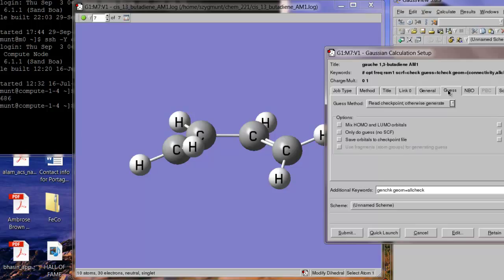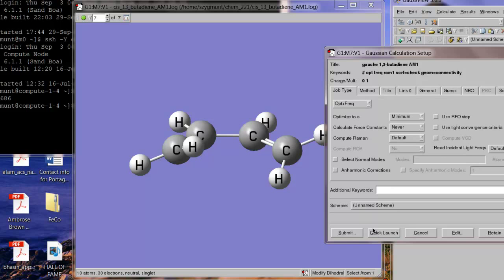General, there's nothing to change there. The guess, I am going to go back to the default guess on this, because otherwise it's going to look for a guess in a different file that doesn't exist yet. And then finally, these additional keywords, I'm going to get rid of them entirely. GaussView puts those in because it thinks it knows a little bit better than I do what kind of calculation I want to run. So I'll just take those away and start this as if it was a completely new calculation. So we're ready then to go ahead and submit.